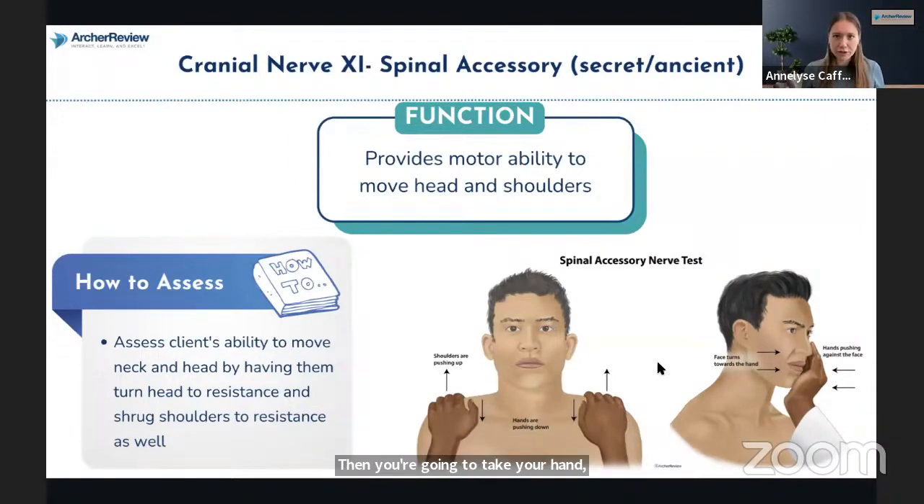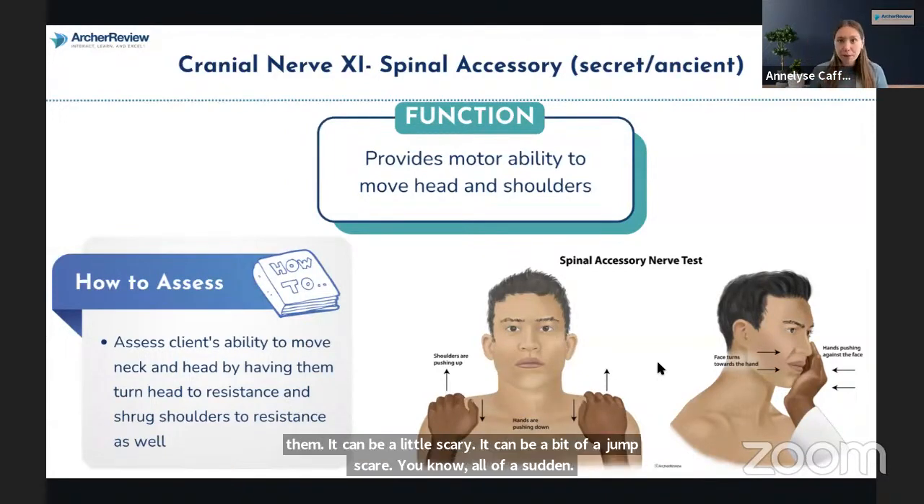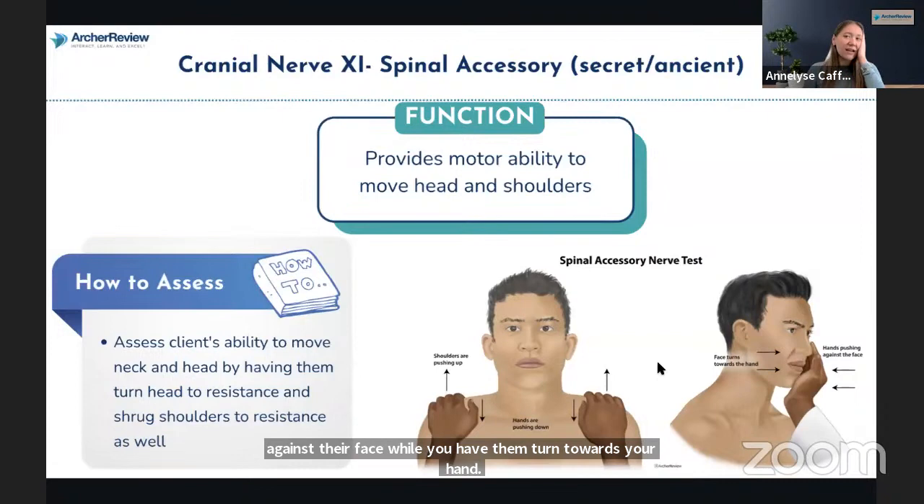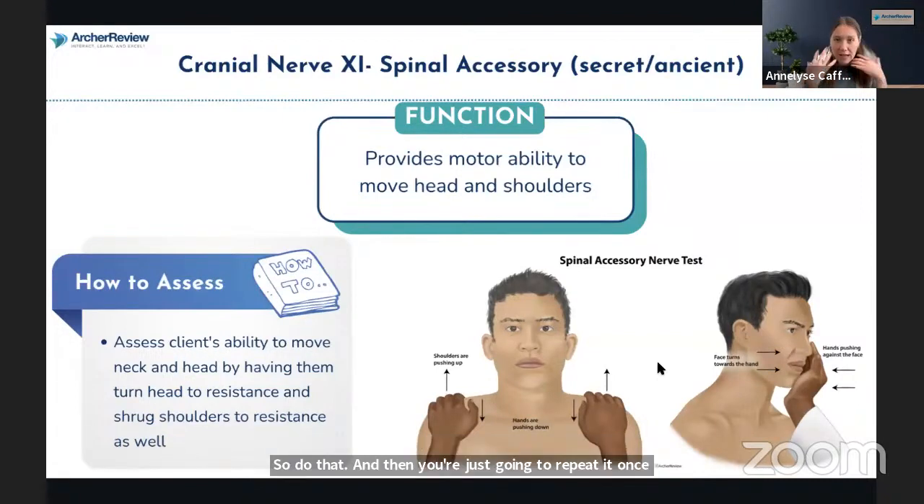Then you're going to take your hand and gently place it on their face. I always warm them first because if you just go and put your hand on someone's face without letting them know, it may look like you're slapping them. It can be a little scary, a bit of a jump scare, all of a sudden a hand comes out onto your face. So I always say, I'm going to gently put my hand on your face. Then you put your hand here and push against their face while you have them turn towards your hand. Then you just repeat it on the other side of the face to test the other aspect of those neck muscles.